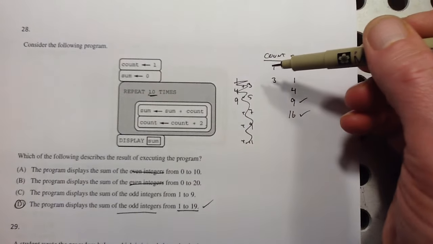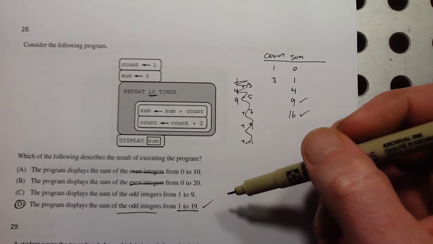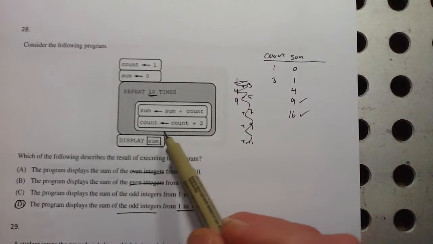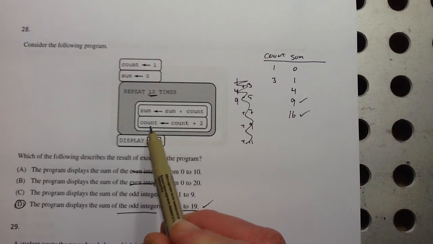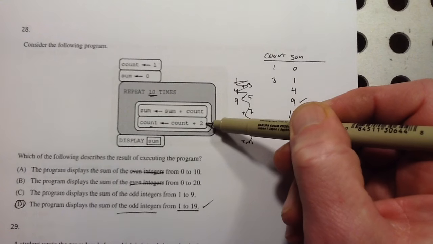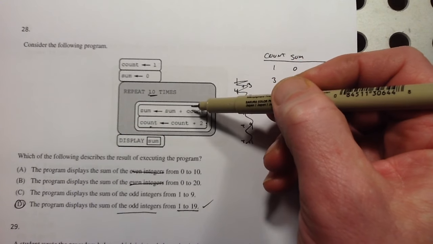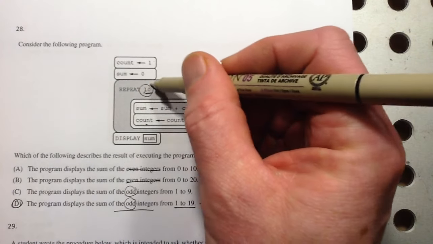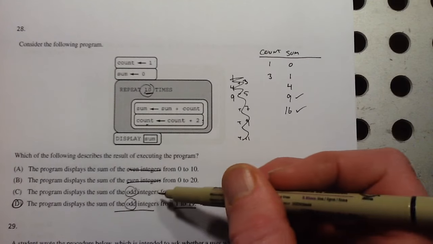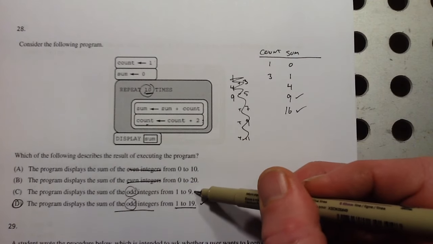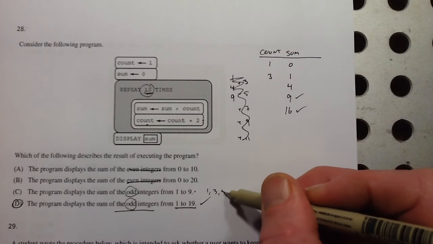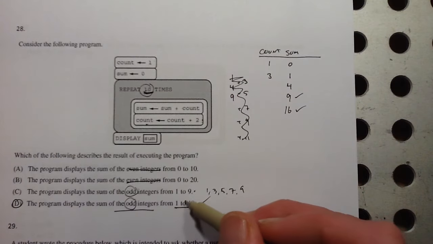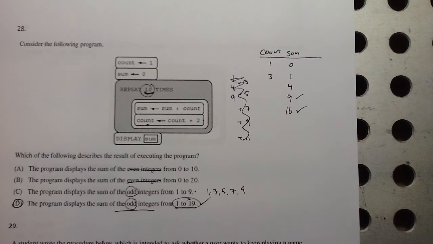So a couple of things to kind of direct you to the right answer here, things to notice as you're trying to do your code tracing, is that the count is going to be odd numbers, right? It's starting at 1, and then I keep adding 2 to that. So that's 1 plus 2 is 3, plus 2 is 5. So it's definitely about odd numbers. And then if it's repeating 10 times, then it can't be adding the odd integers from 1 to 9, because that's only 1, 3, 5, 7, 9. That's only 5 numbers, and it's repeating 10 times. So that could also direct you to this.